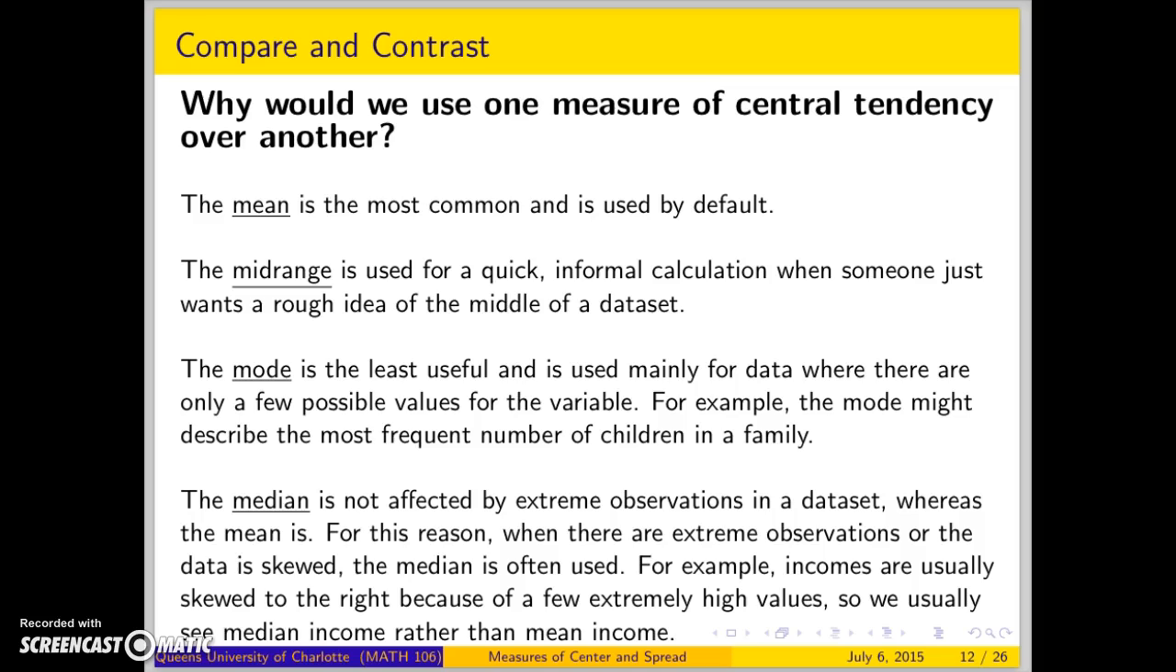So now, why do we need different measures of center? The mean is the most common, and typically we use that unless we have a reason to use something else. The mid-range is just a quick, informal calculation that you could do to get a rough idea of the middle. It's not used that often. And the mode is not used that often either. It's used really when there are a few possible values for the variable, like the most frequent number of children in a family. The median we do use more often, and we use this because it's not affected by extreme observations in a data set like the mean is.